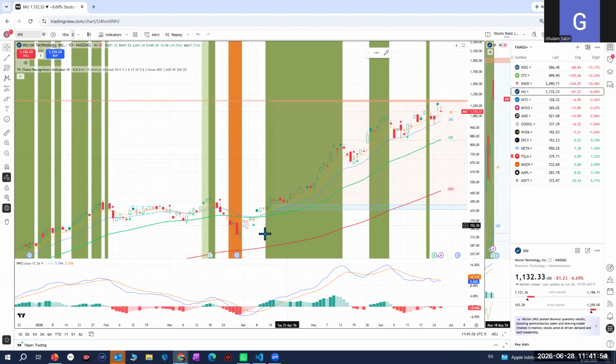And Micron has been maintaining this blue line on the 20 period very clearly, over this point, close to this point, and this point. Most likely, Micron will either come to this level, which is 1080, or the 20 period moving average will come to this. So chances are that it will definitely find support here because it has been in a strong trend.